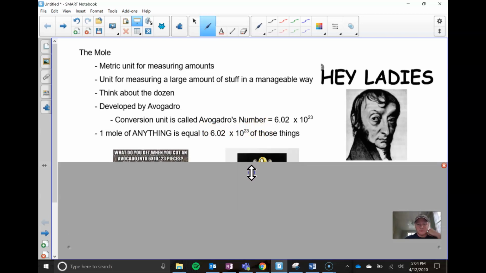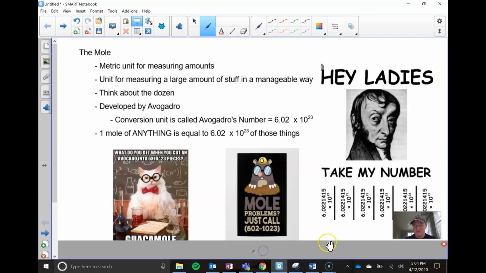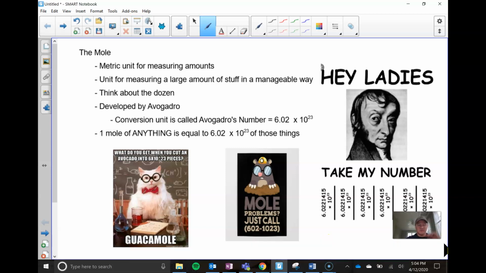And because we've got the mole and Avogadro's number, we've got so many cool chemistry cartoons and memes that have come out of that. So I'll just let you look at those for a second. All right, so we're just going to jump right in and do some conversions.